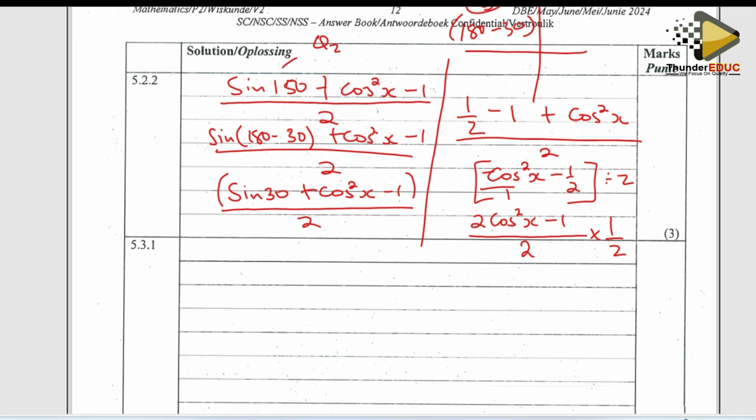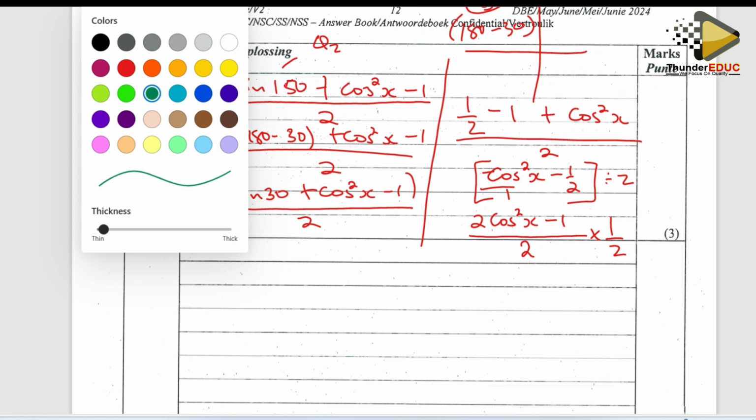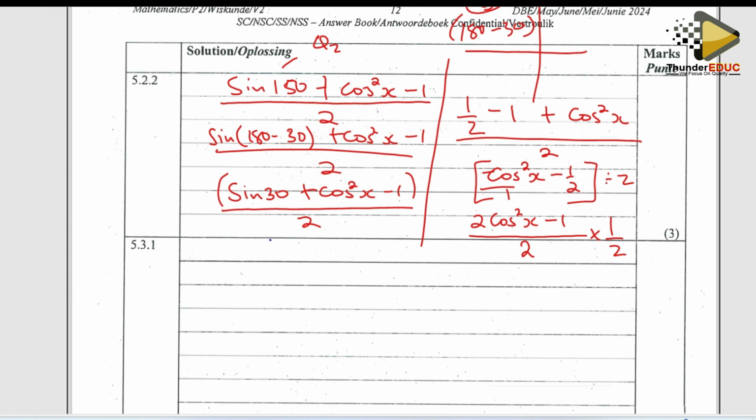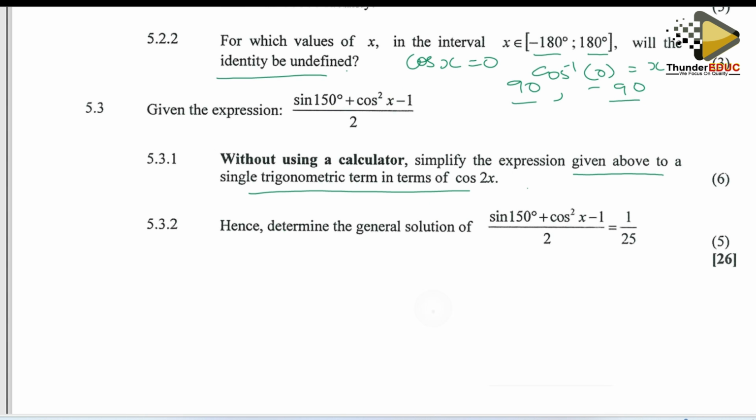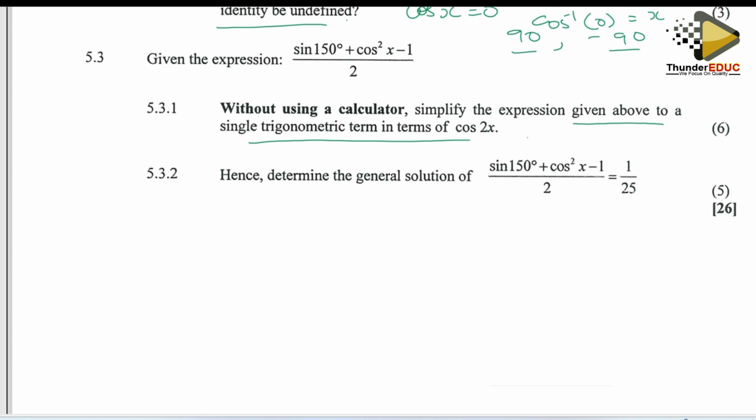And then I know that 2 cos squared x minus 1 is the same as cos 2x, over what's 2 by 2, that's a 4. So I can call it cos 2x over 4, or simply a quarter cos 2x. So that is the single trig ratio that they wanted. Then, hence or otherwise, determine the general solution of this whole thing is equal to this.